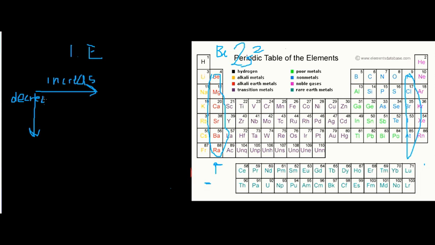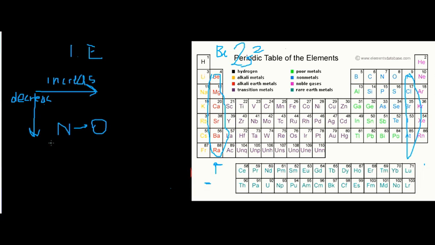Right? So we know this. So this is the trend of the periodic table. But for every rule, there's an exception. As you move from nitrogen to oxygen, instead of the ionization energy increasing, it decreases.